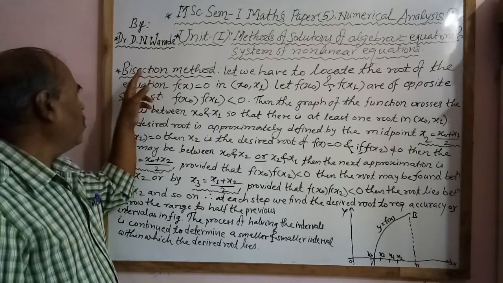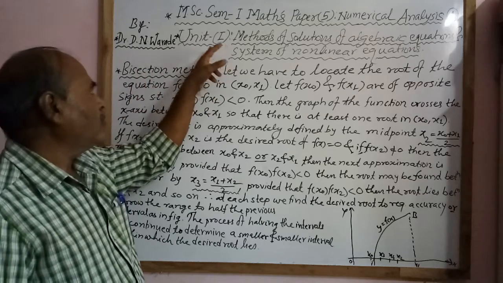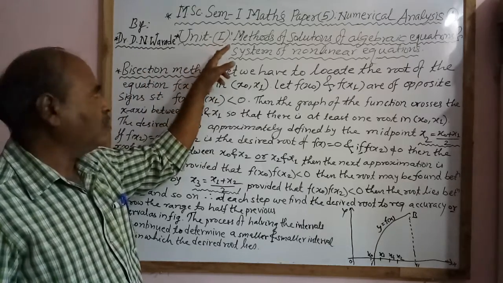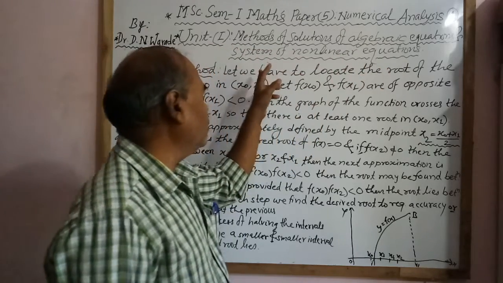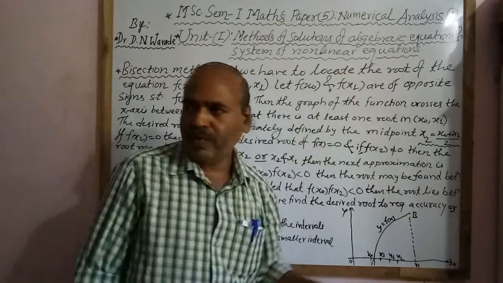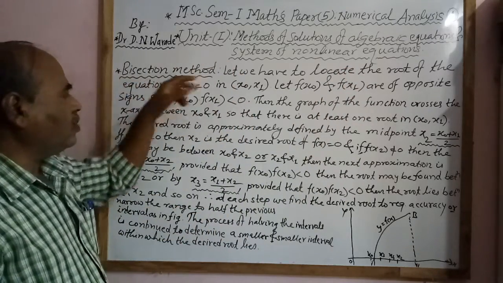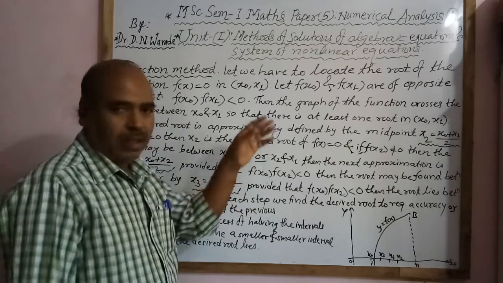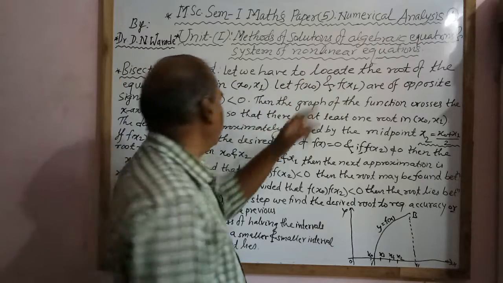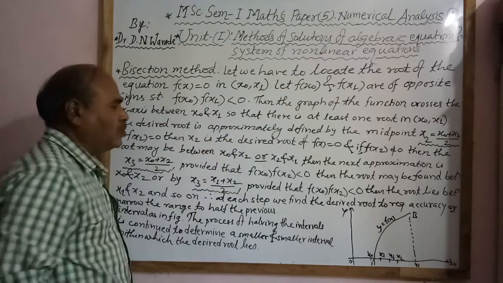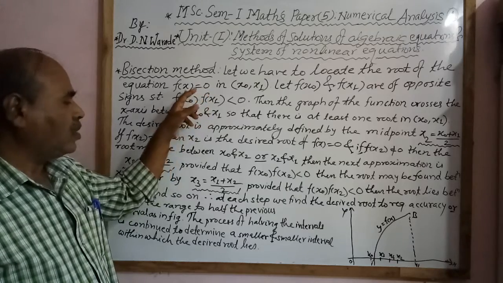Now, first we start the bisection method. Unit-wise, we start with Unit 1, methods of solutions of algebraic equations and system of nonlinear equations. In this, the first method we see is the bisection method. The method is given as: let us locate the root of the equation f(x) = 0.